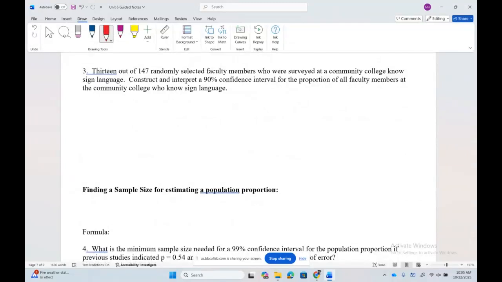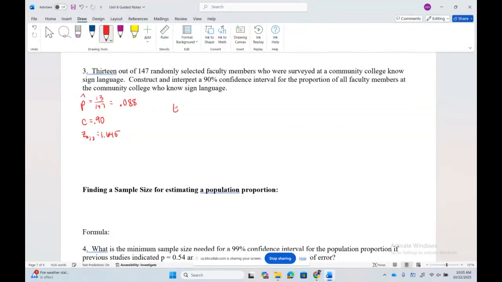All right, so for this example, it says 13 out of 147 randomly selected faculty members who were surveyed at a community college know sign language. Okay, so there's information for our p hat. It's going to say 13 out of 147. So that's 0.088. Construct and interpret a 90% confidence interval for the proportion of all faculty members at the community college who know sign language.